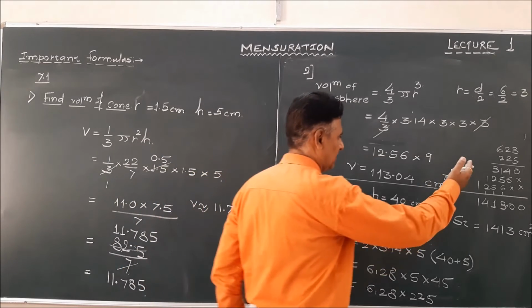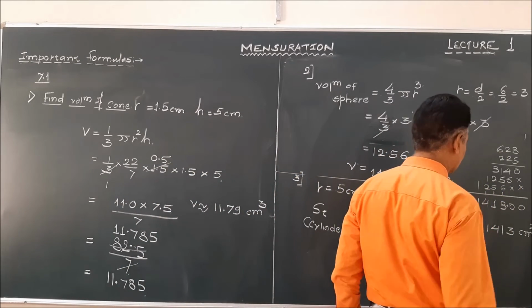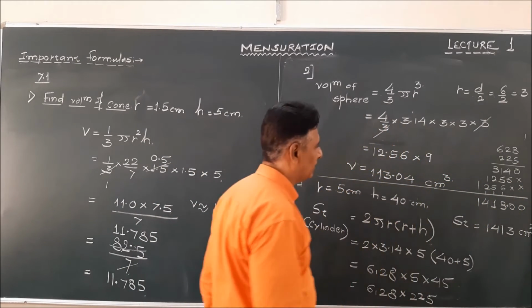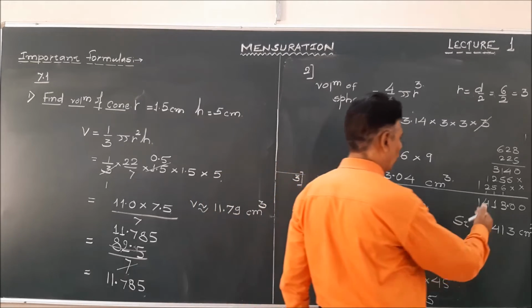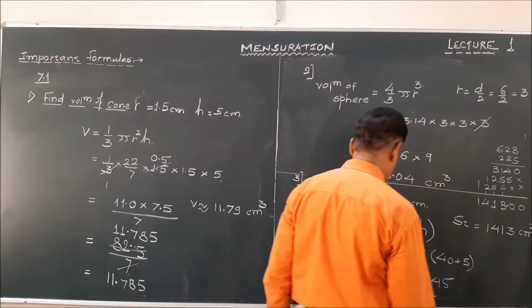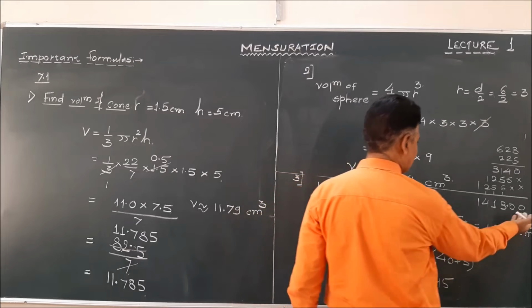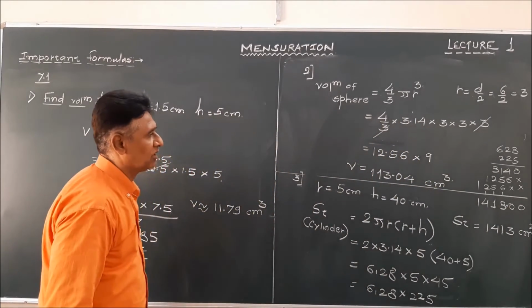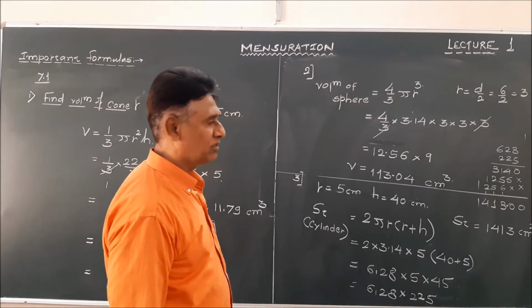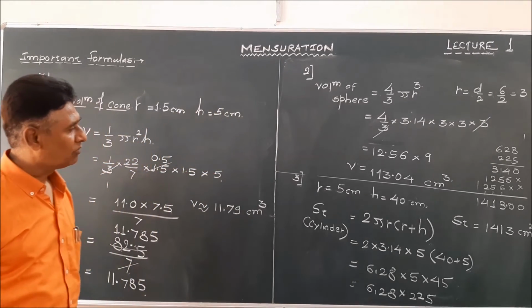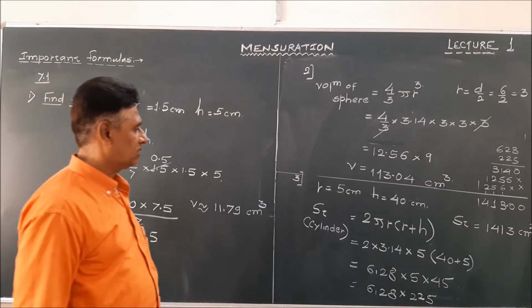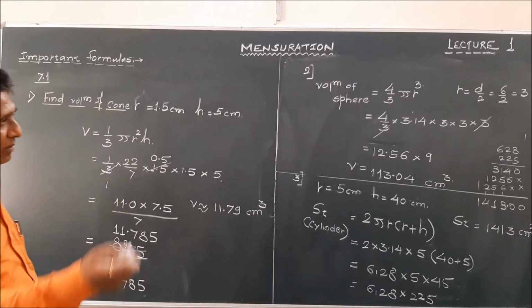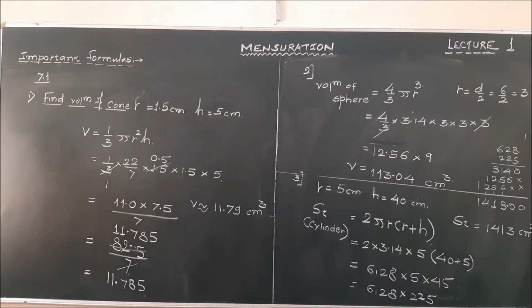See here, this entire calculation I have written over here. If you multiply 6.28 by 225, you will get 141300, of course. So if I place a decimal point after 2 digits from right, I'll be getting it as 1413 centimeters square. So this is how you will calculate the total surface area of a cylinder. Please go through this quickly so that I can go for the next question.